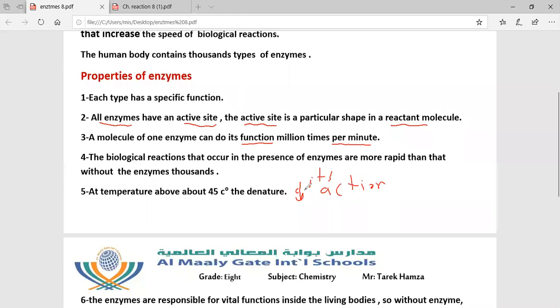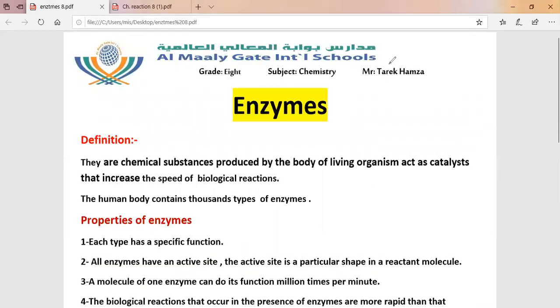Again, what's the meaning of enzyme? Enzymes are chemical substances produced by or inside the body of living organisms, acting as catalysts that increase the speed of biological reactions. So the important role of enzyme is to increase biological reactions. The human body contains 1,000 types of enzyme.